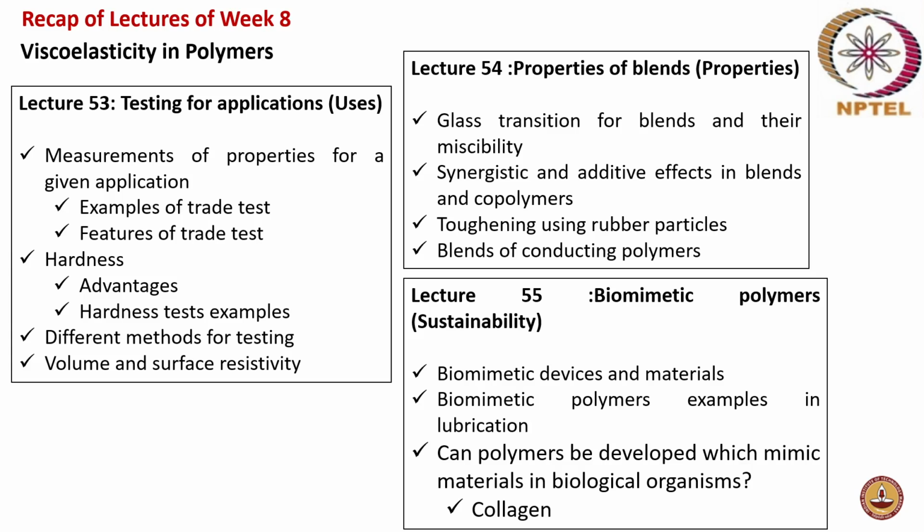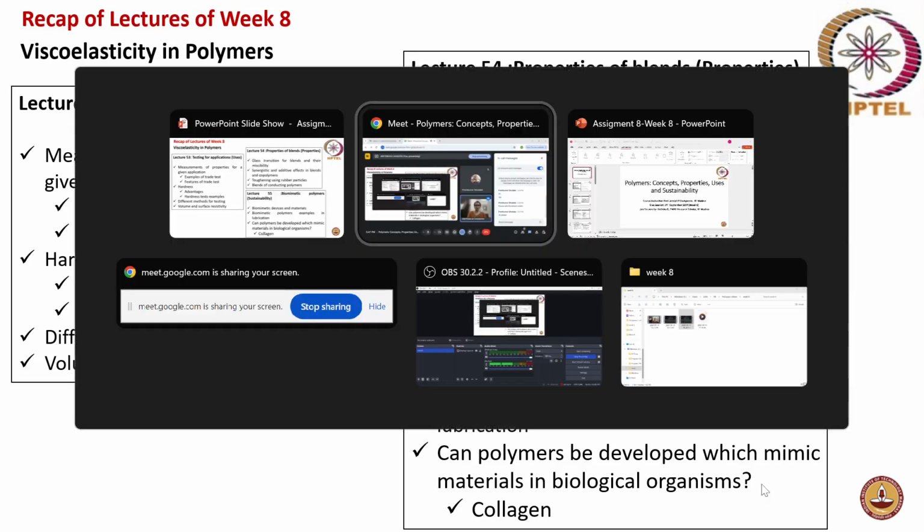Here, the hierarchical structure of collagen was discussed in detail, and its properties were all discussed. The importance of hierarchical structure was discussed, and a thought process was brought in, whether this kind of structural aspect can be brought in and mimicked in other materials as well to bring in a similar property as that of collagen. So these were all discussed in the biomimetic polymers lecture. Hope you are able to follow.